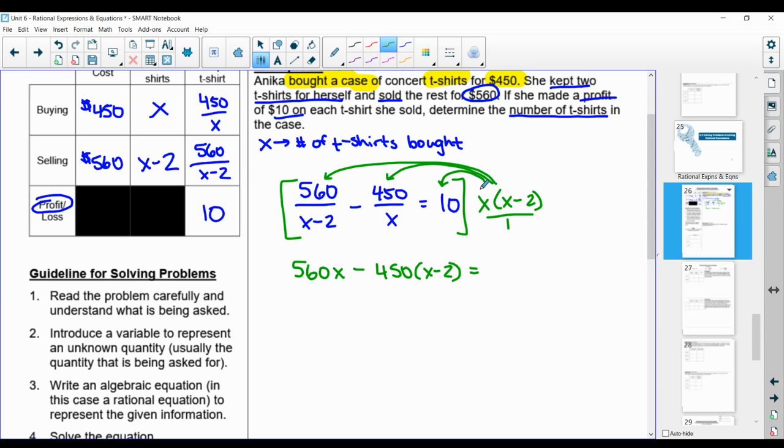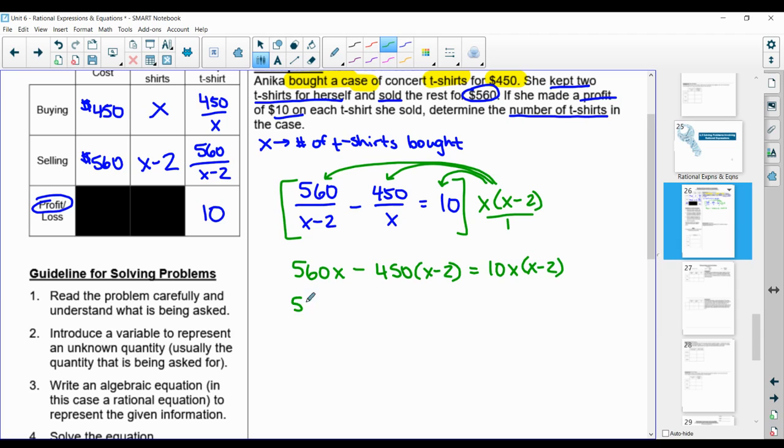It is a common mistake to forget to multiply by this term, so make sure you use those arrows to help you out. In this case, we have no denominator, so nothing cancels, so we have 10x times x minus 2. At this point, we're going to expand and simplify.